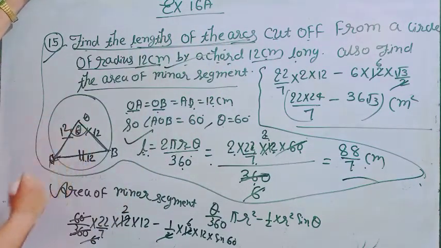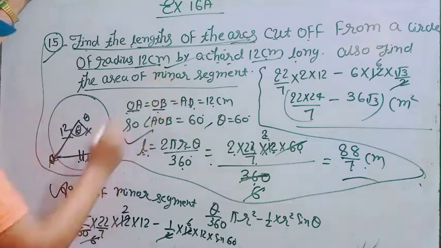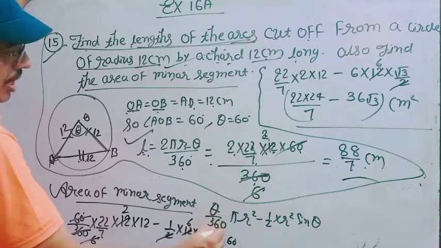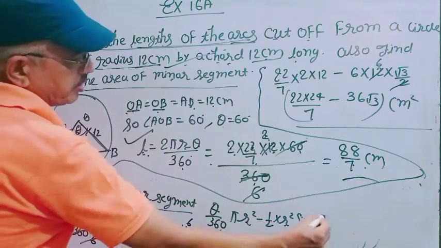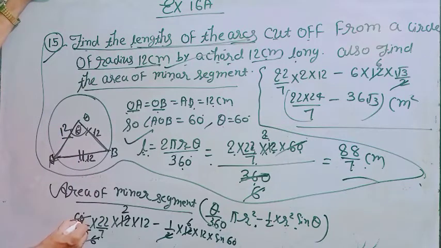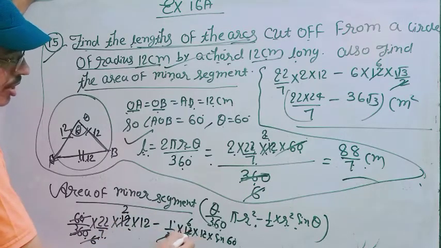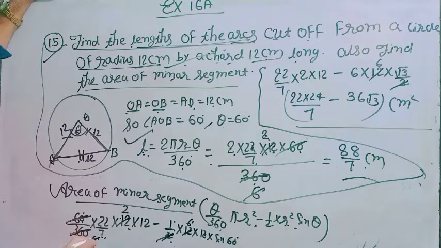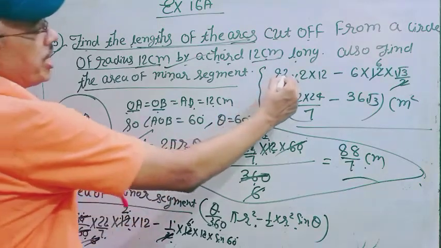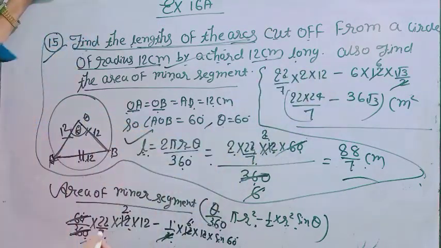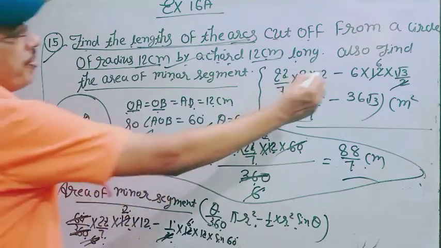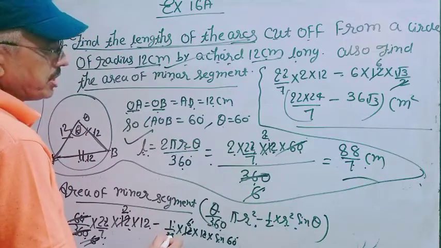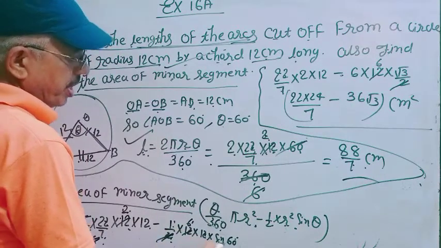Next question: what is the area of the minor segment? The area of the minor segment is theta by 360 pi r square minus 1 by 2 r square sin theta. Dear student, here theta is 60 by 360, pi is 22 by 7, r square is 12 into 12, minus 1 by 2 r square, 12 into 12, sin 60. I cancel here 6 sixes are 360 and 6 2's are 12. So what we get here: 22 by 7 into 2 into 12, minus 6 into 12 into sin 60.